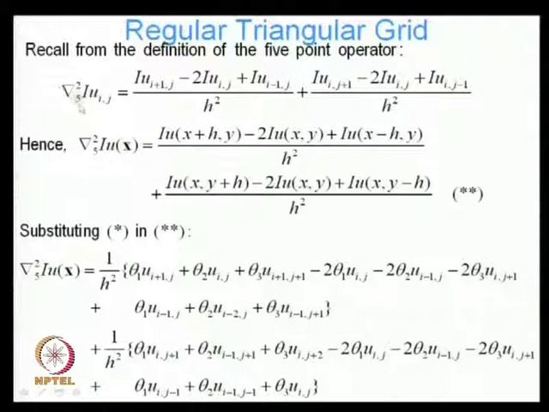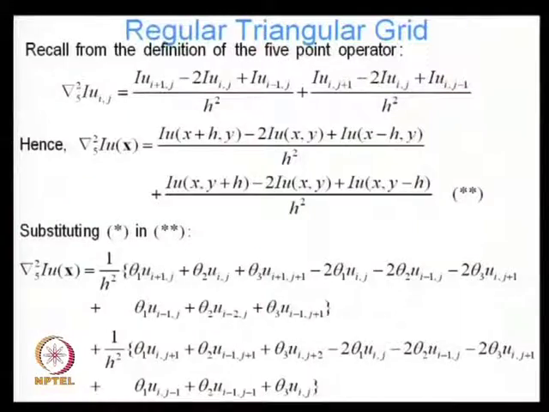So, now I am saying that del 2 5 I u I j is equal to I u I plus 1 j minus 2 I u I j plus I u I minus 1 j plus this, right. So, I have introduced this I because I am going to now evaluate the Laplacian on the interpolant, right, on the interpolant.